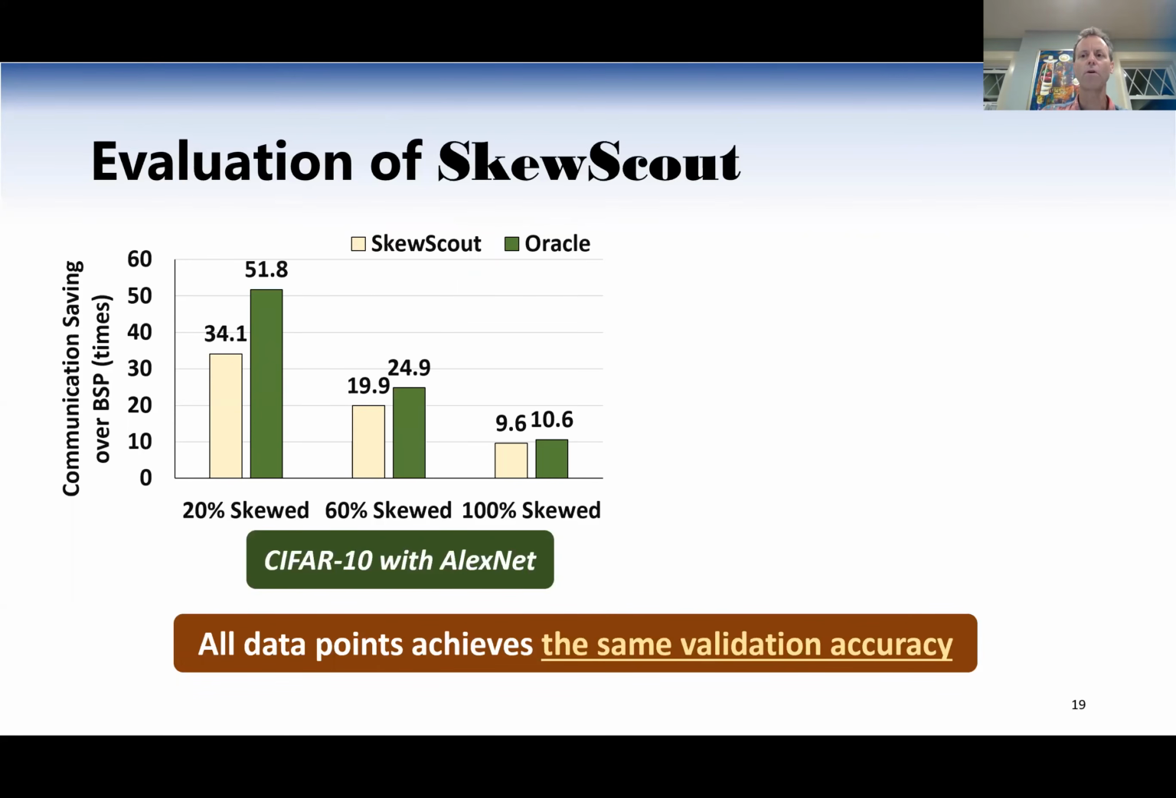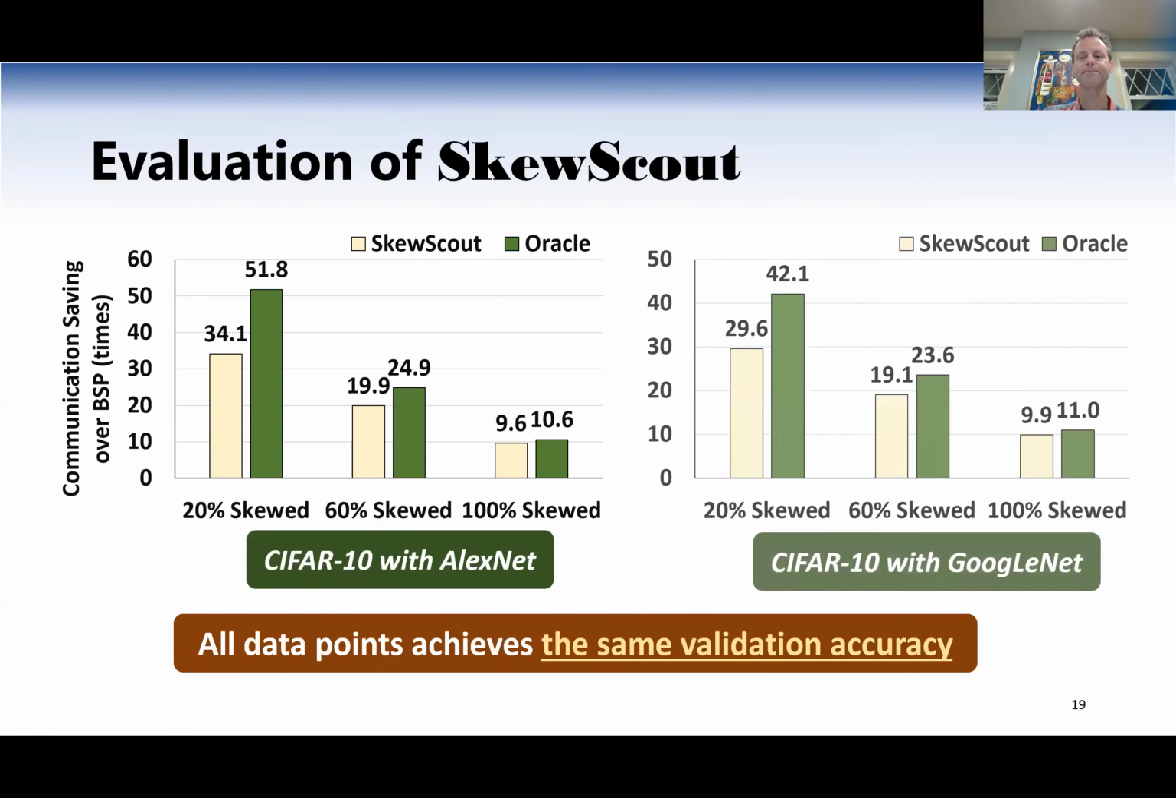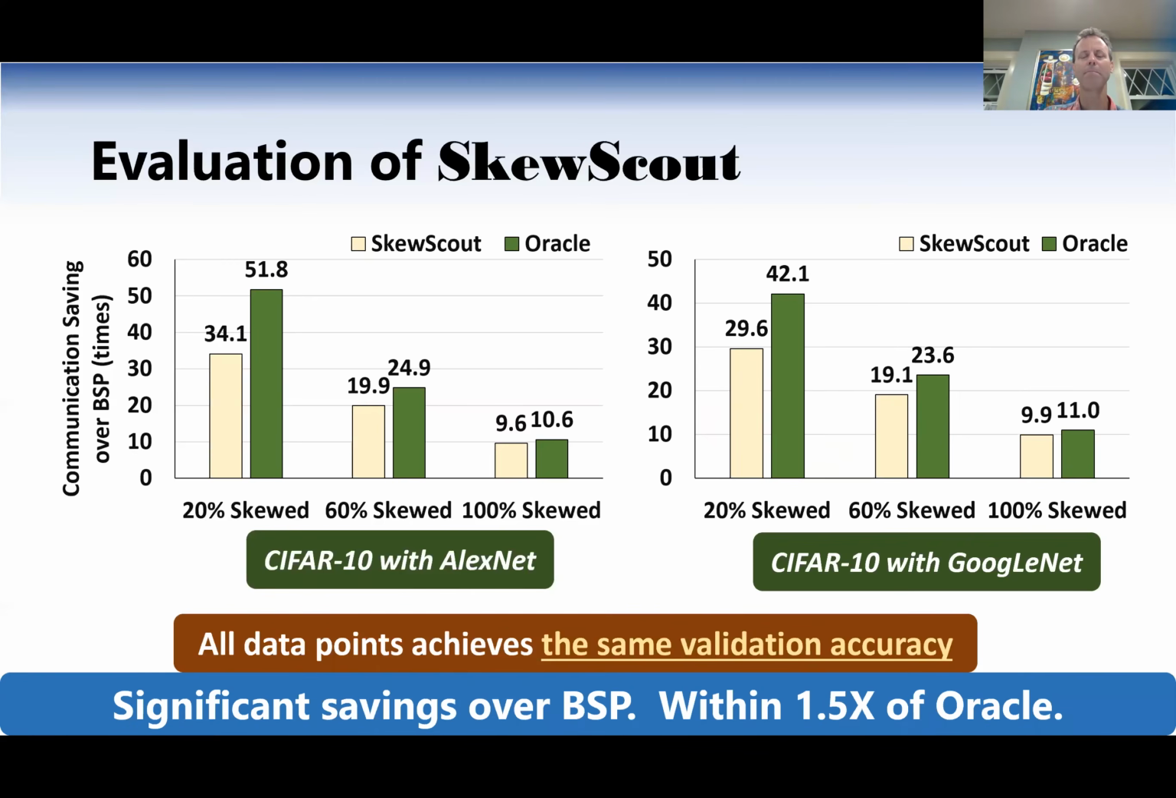We also compared against an oracle, which repeatedly tries out different amounts of communication and ends up selecting the best possible choice. And we can see that we're doing well relative to even that oracle. Right? And similar results for GoogleNet. So the bottom line is that we're able to have significant savings over BSP, and we're within 1.5x of the oracle, even though the oracle gets to do multiple runs and pick the best possible communication for the particular data set you're seeing, whereas SkewScout just does this all in the context of a single run.